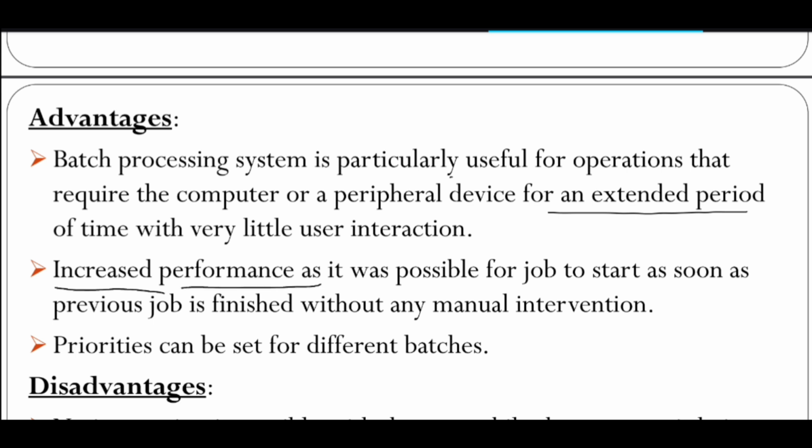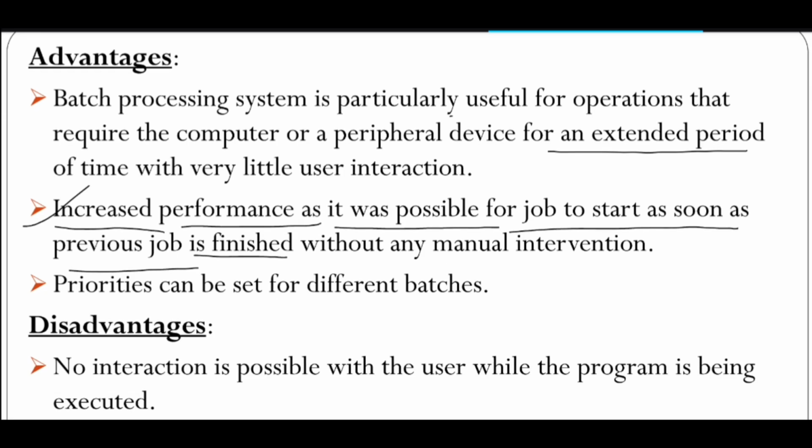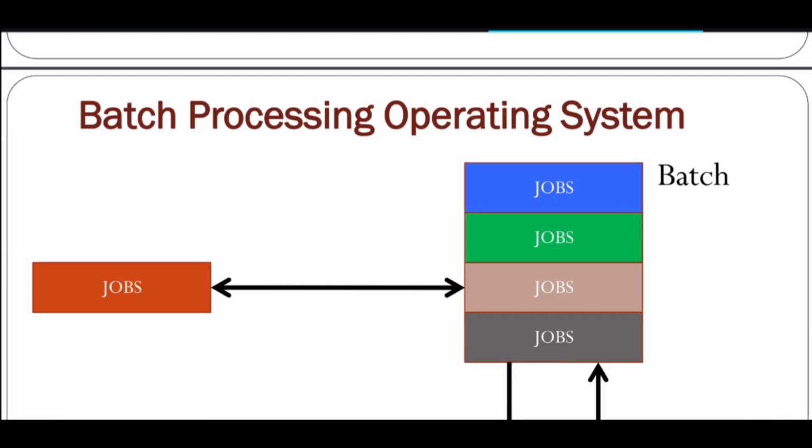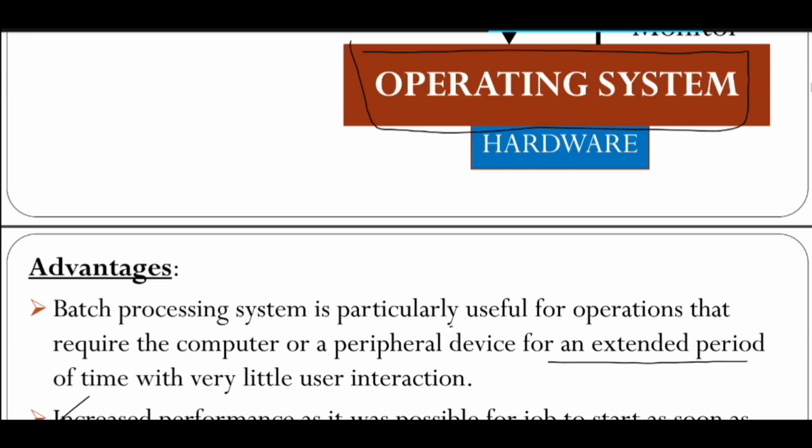Increased performance, as it was possible for a job to start as soon as the previous job is finished. I already said that if one process is completed, then another process is executed automatically. Here is another point: priorities can be set for different batches. Here is an example: I can prioritize them. If I say prioritize blue first, then this one, then this one, then this one, this can also happen inside our batch processing.